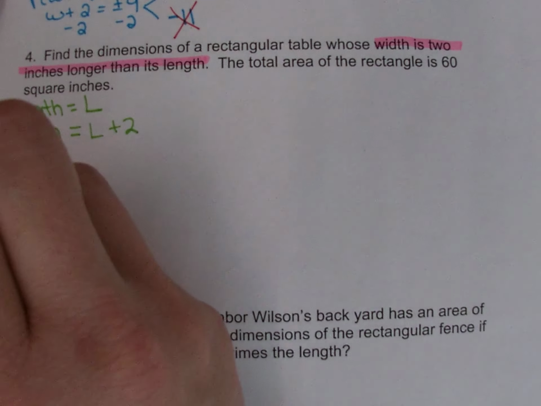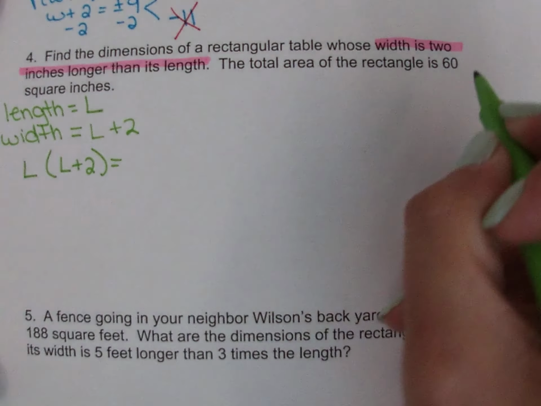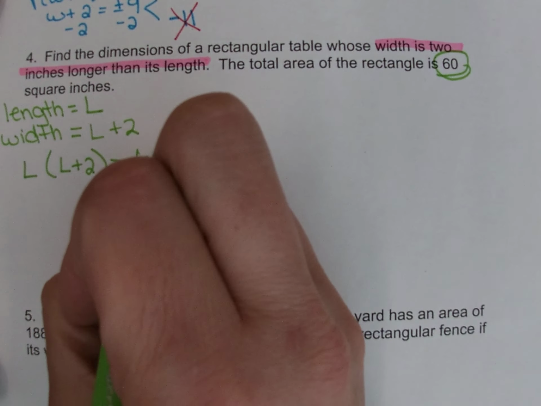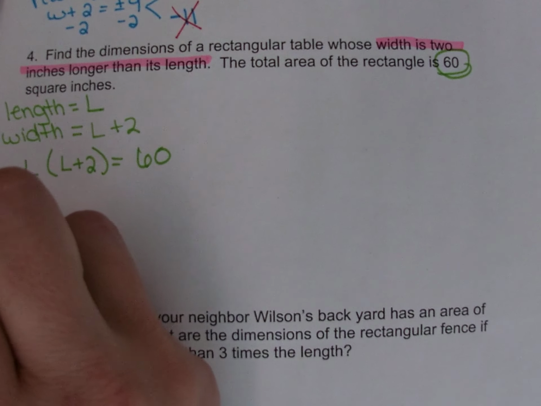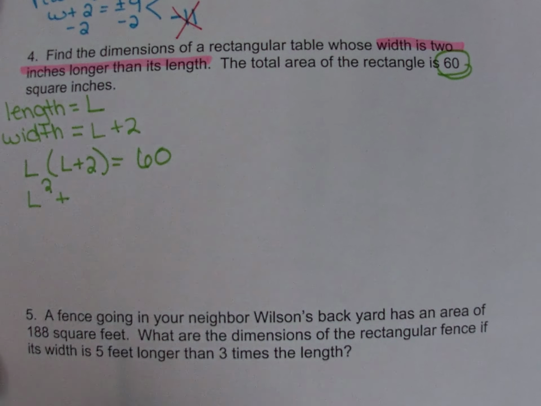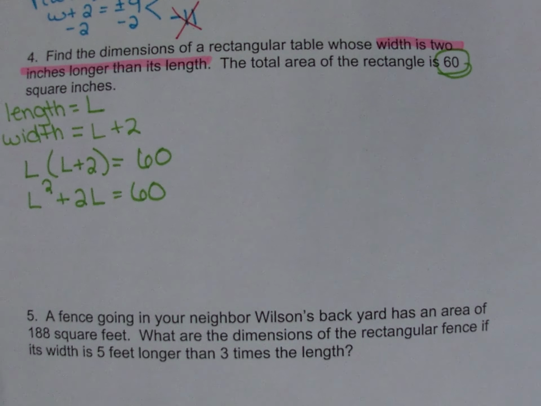So I'm now writing my formula. Length times width equals the area, which is given to me as 60. So L times L is L squared. L times 2 is 2L. All right, this is something that I can now solve.